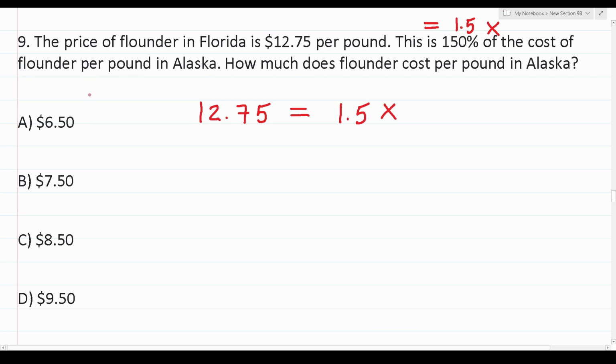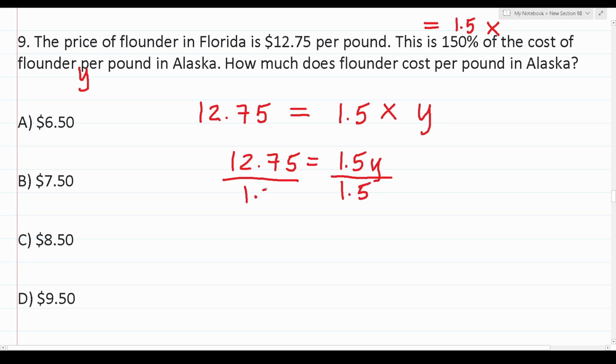Well, that's unknown. That's actually what we're trying to figure out. So I'm going to let the cost of flounder per pound in Alaska be represented with the letter variable y. All right, so this becomes 12.75 equals 1.5 times y, or just 1.5y. By solving for y in this case, we'll know how much flounder costs per pound in Alaska. So in order to do that, all we have to do is divide both sides by 1.5. This crosses out here. And as you can see, y is 12.75 divided by 1.5.